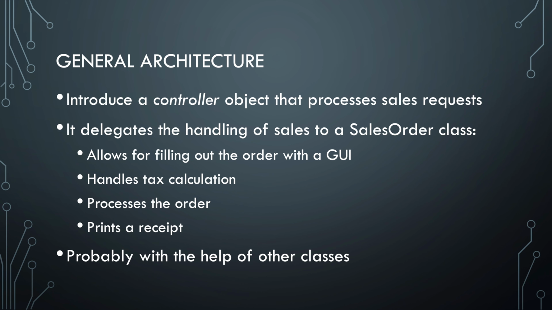Now, in the general architecture, I assume that there is some sort of controller object that processes sales requests. Let's call this controller the sales order class. It handles stuff like filling out order details with a GUI, computing taxes, order processing, printing a receipt, and so on. It'll probably use other classes to help with this as well.